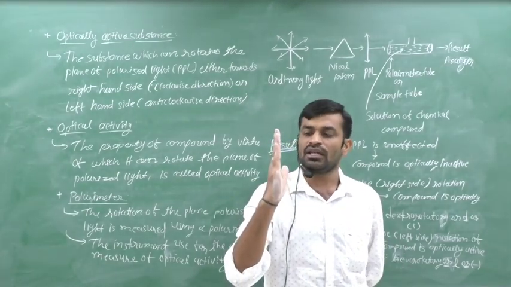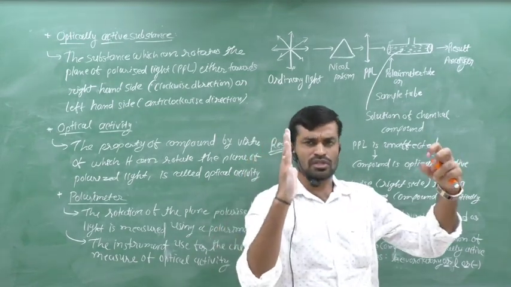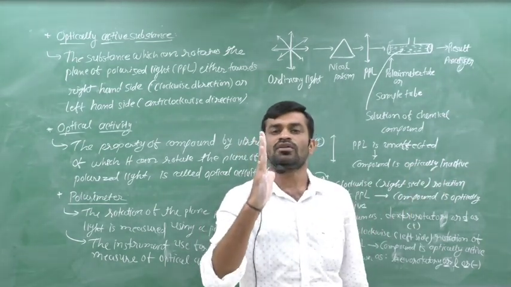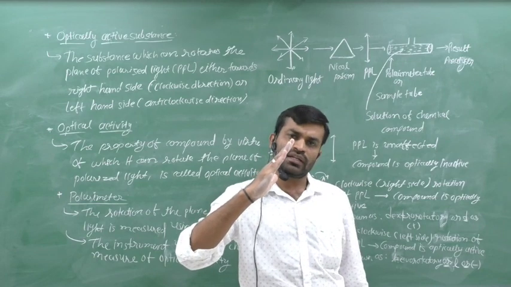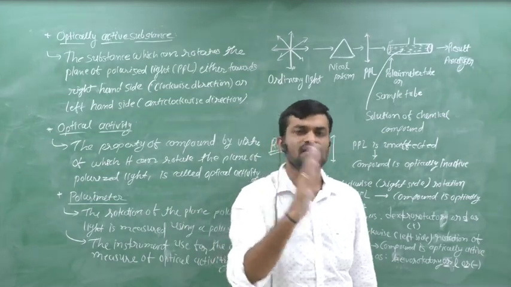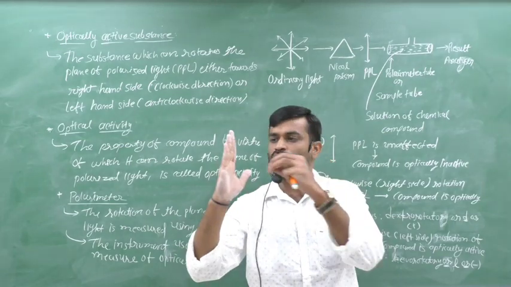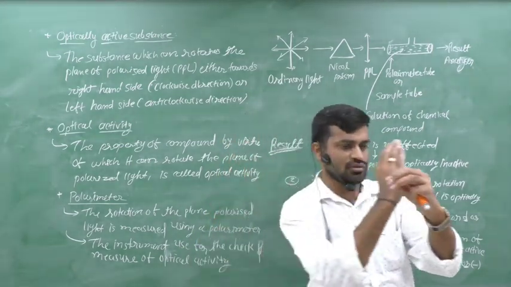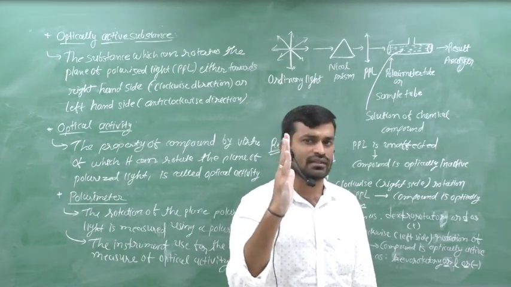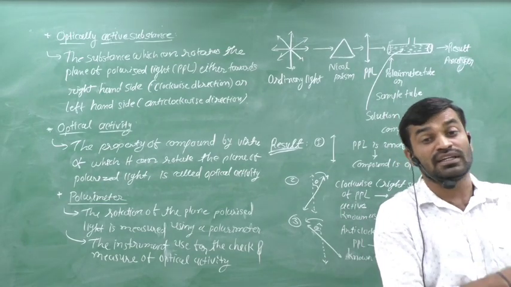Suppose we have a plane polarized light, and we pass it through the solution of a substance, and it rotates to the right side or to the left side from the first position, then we can say that this compound is an optically active compound. And if we pass the plane polarized light through the solution of a substance and the light does not rotate its plane, then this substance is known as an optically inactive compound.